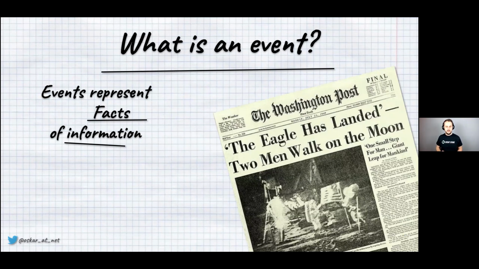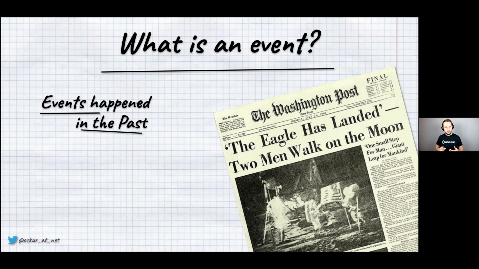So let's start with the basic question. What is an event? An event is something that has happened in the past. It gathers some specific information, like the eagle has landed, or the meeting started, or the shopping cart was initiated, etc. So it's information from the past.